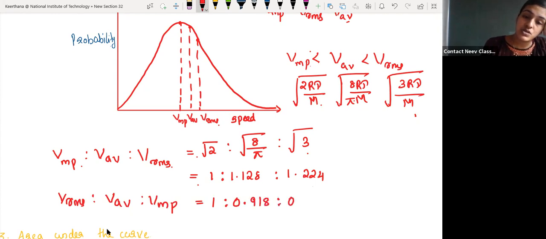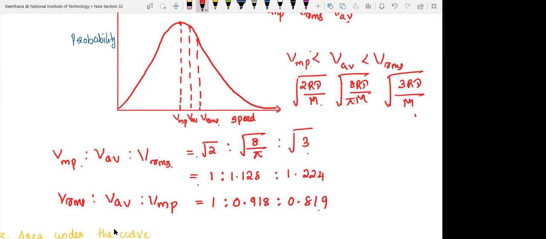0.918 is to 0.819. This is simple, no? 0.918, 0.819. Some relations are. So, Ma'am, I have a doubt. Yes. Ma'am, how did they get this different ratio?